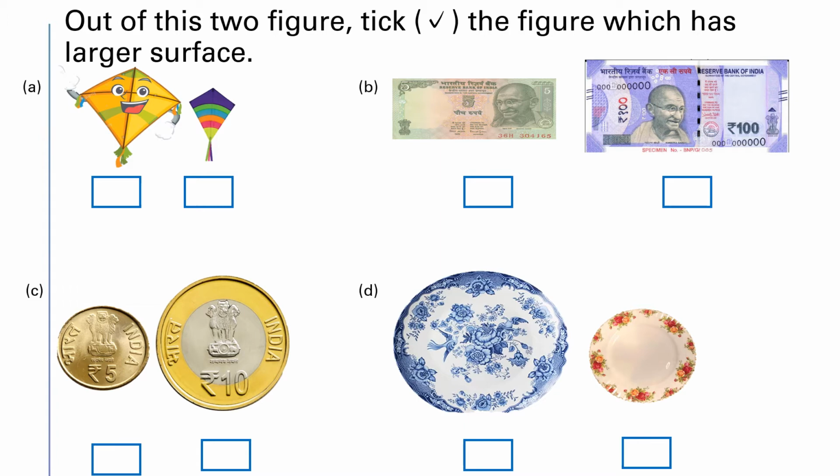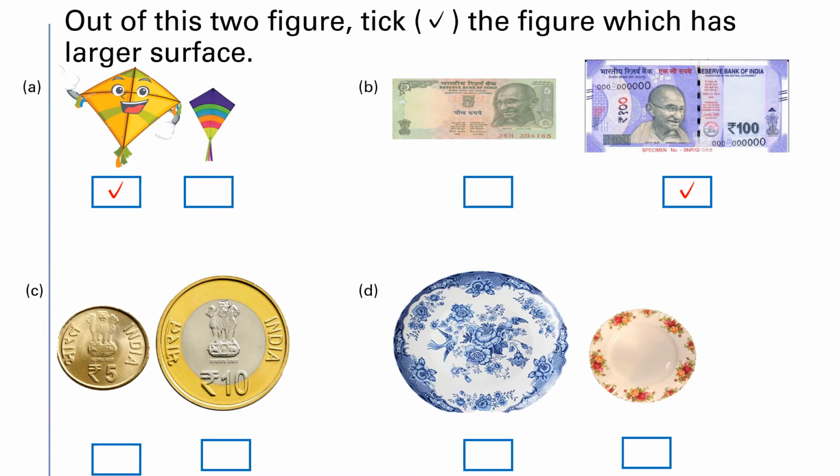In A, which figure has larger surface? First figure or second figure? Yes, first figure. So write the first figure. In B, which figure has larger surface? 5 rupee note or 100 rupee note? Yes, 100 rupee note. So write the 100 rupee note.